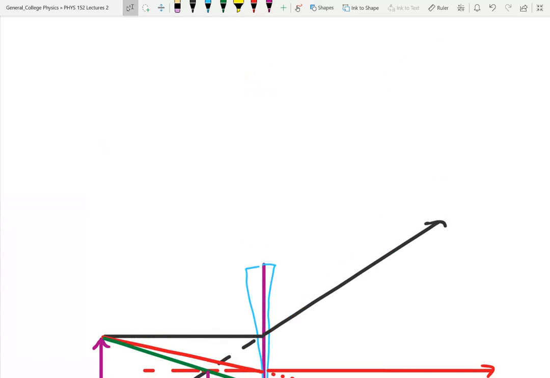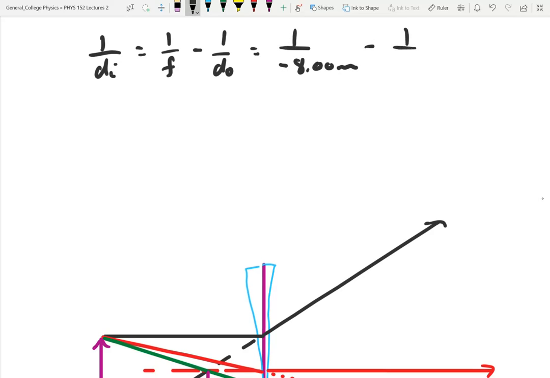Let's calculate what that should have been. 1 over distance image equals 1 over focal length minus 1 over distance object equals 1 over minus 8.00 centimeters minus 1 over 15.0 centimeters equals 1 over, and according to my previous calculation, minus 5.2 centimeters, therefore distance image should have been minus 5.2 centimeters.